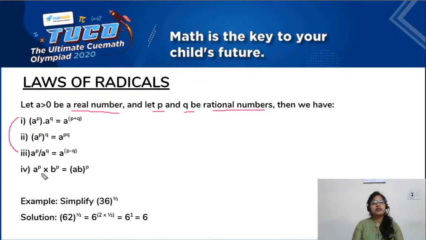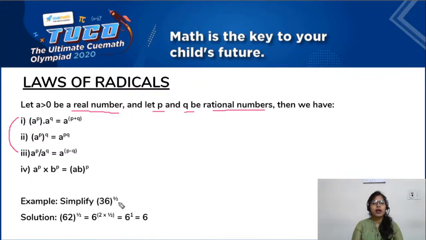Okay. Coming to the last one, a to the power of p times b to the power of p, which is nothing but, you could see that the power is the same on both the different bases. So you can simply combine the bases, multiply them and put the whole power as p. Okay. So let's quickly look into an example.